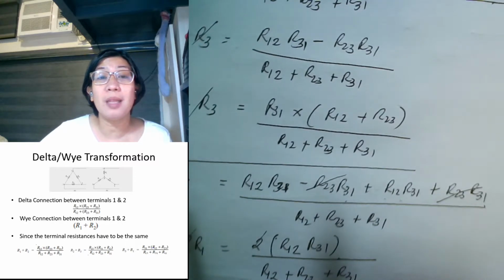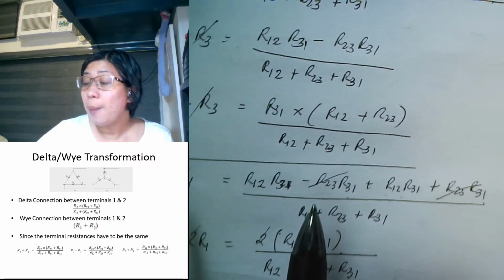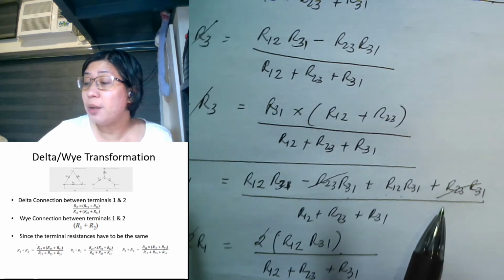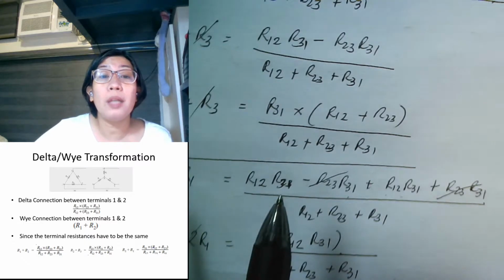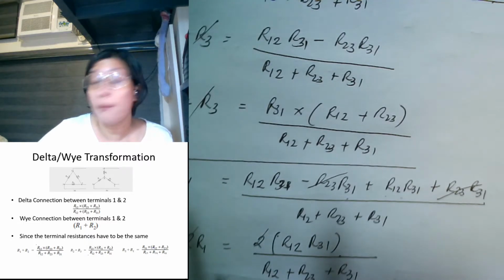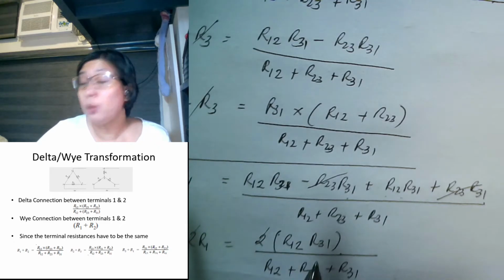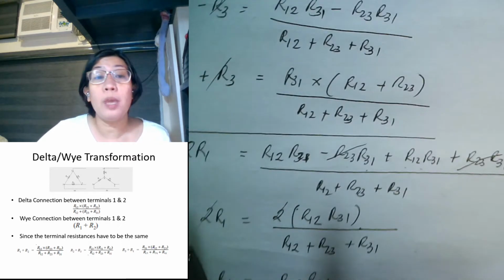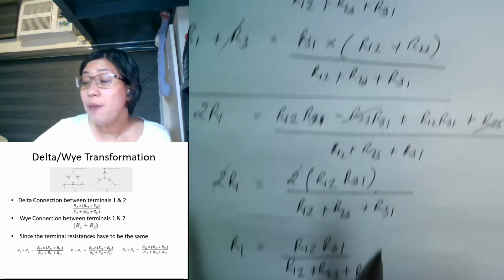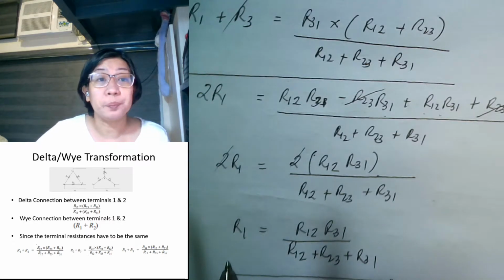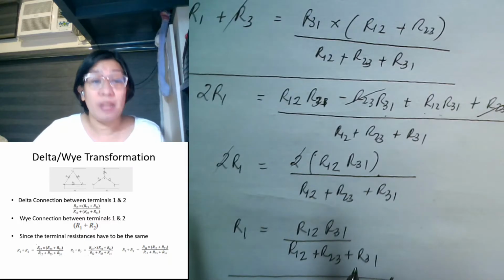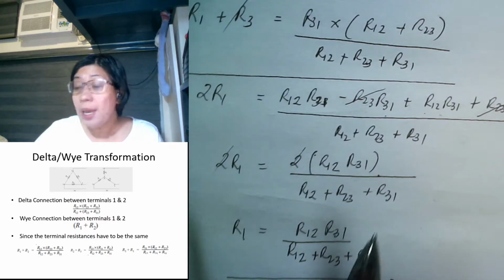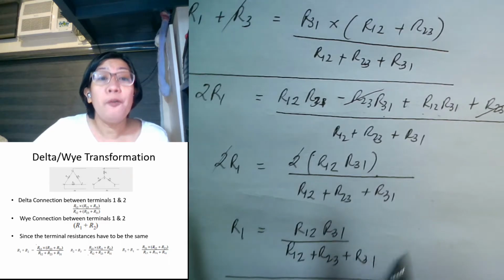Let us cancel out minus R23 and plus R23, and we get R12 R31 plus R12 R31. So we have 2 times R12 R31. Our 2 here will be cancelled out, giving us the value of R1, which is equal to R12 R31 divided by R12 plus R23 plus R31. So actually, we got the formula for R1.